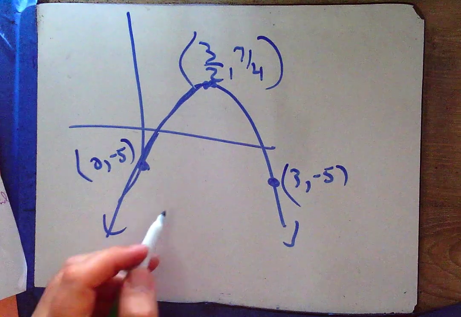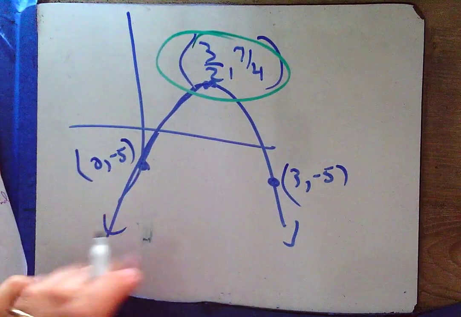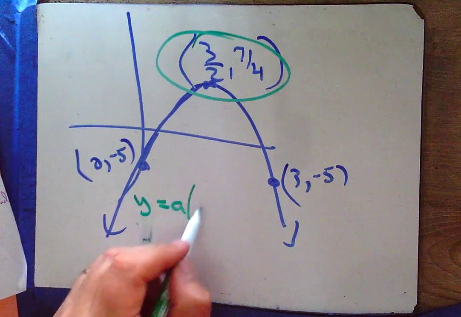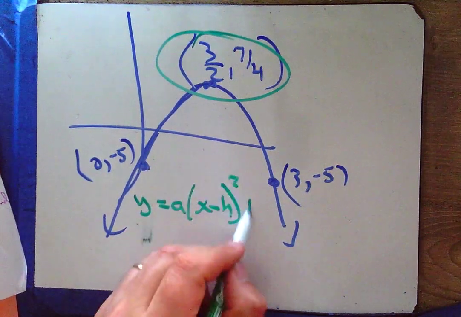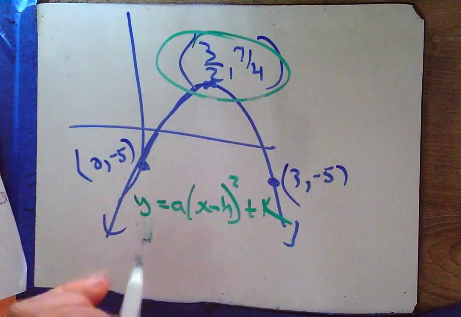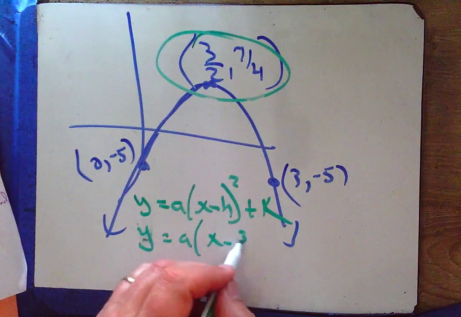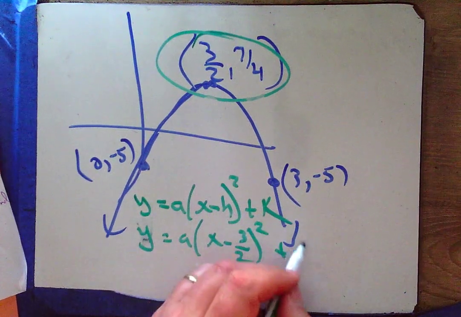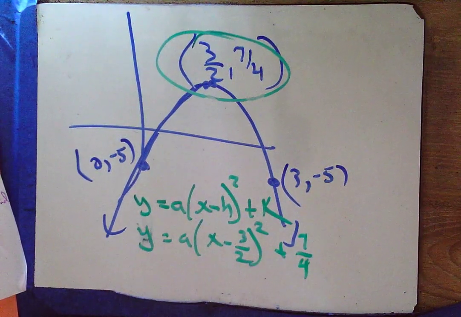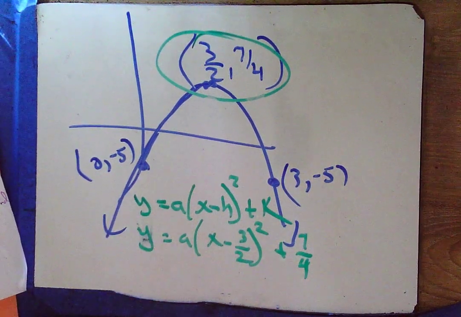Okay, so I see a vertex. To me that says, why don't I use vertex form? y equals a times x minus h, squared, plus k. There's my h, there's my k. y equals a times x minus 3 halves, squared, plus 7 fourths. Great. Still want to plug in an extra point to solve for a.